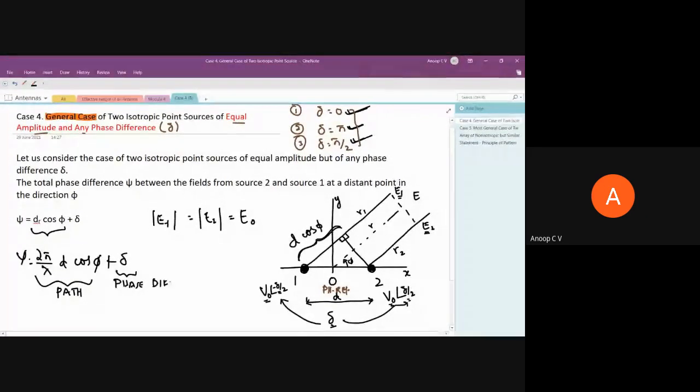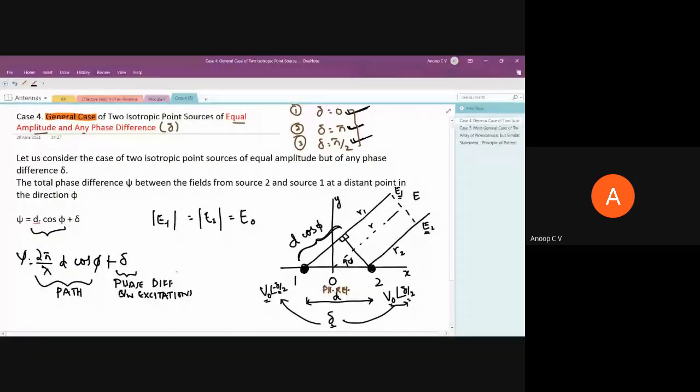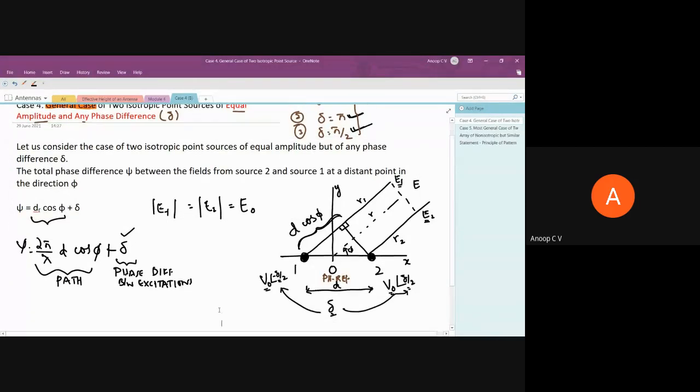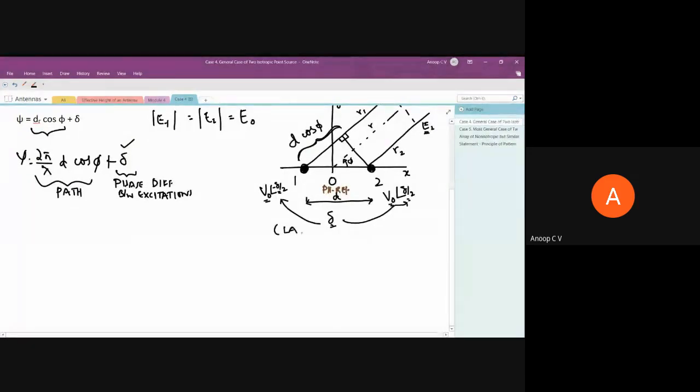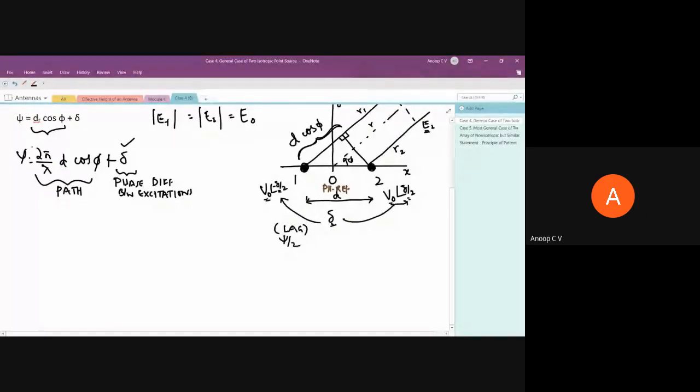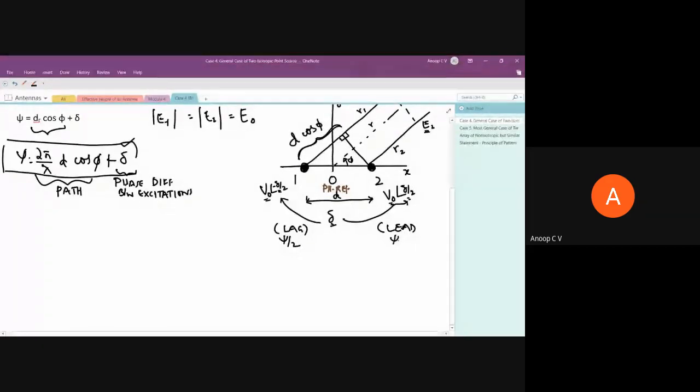Delta is the phase difference between excitations. So I am adding this delta here itself, again considering the origin as phase reference. Source 1 will be lagging by an amount psi by 2, where psi is this entire thing. Please do remember that. Source 1 will be lagging by psi by 2, and source 2 will be leading by an amount psi by 2.